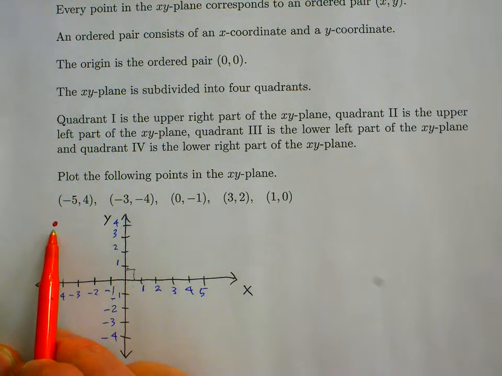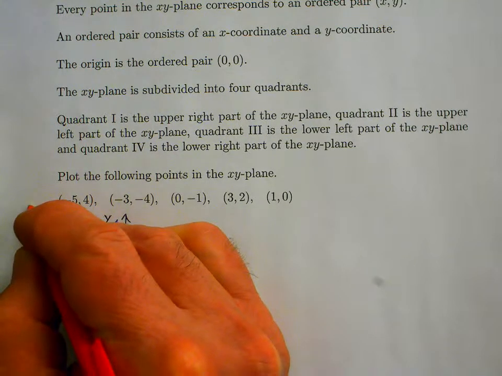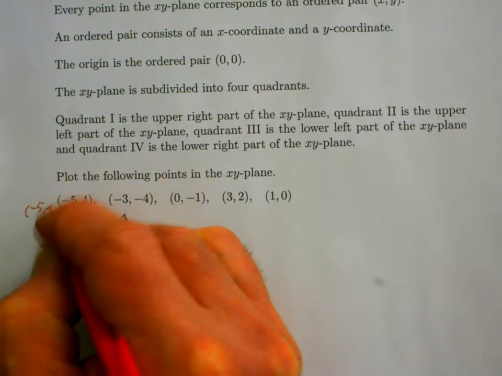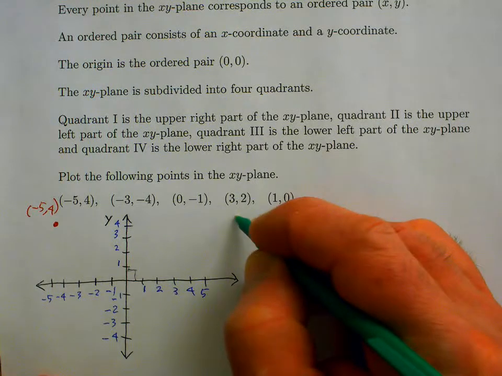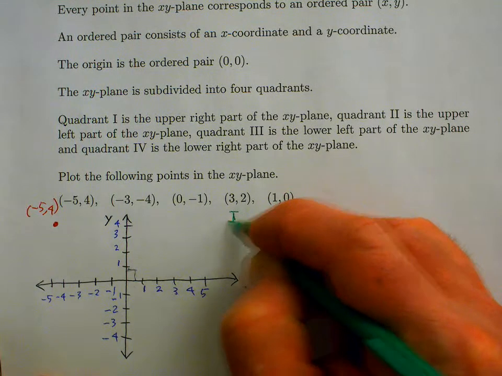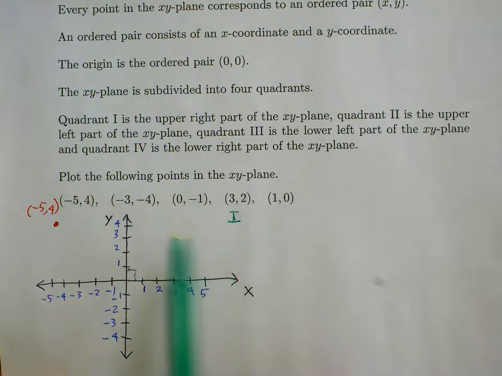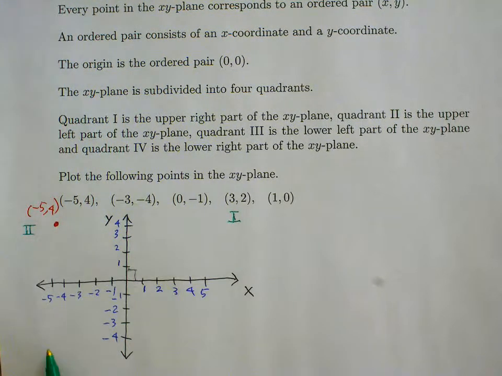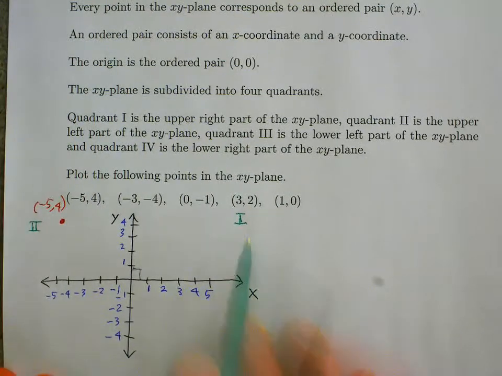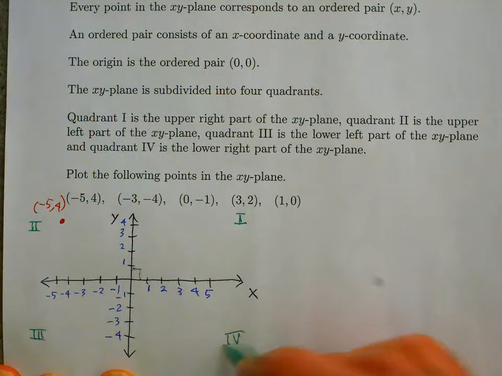So I'll go ahead and label it. It's the ordered pair -5, 4. So which quadrant is this point -5, 4 in? Yeah, it's in the second quadrant. So we can label the quadrants. The upper right is the first quadrant. The upper left is the second quadrant. The lower left is the third quadrant. And the lower right is the fourth quadrant.